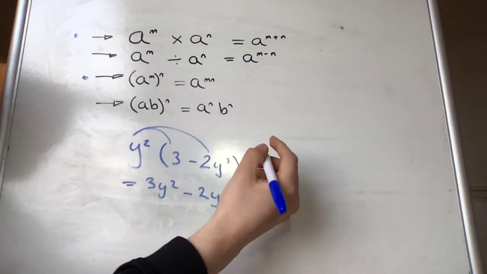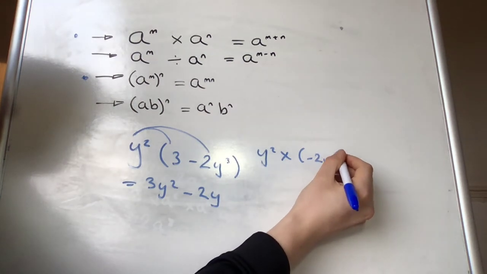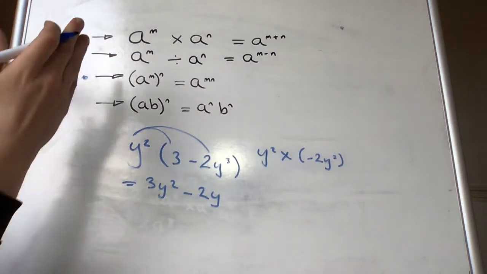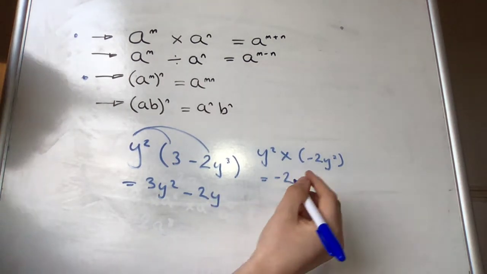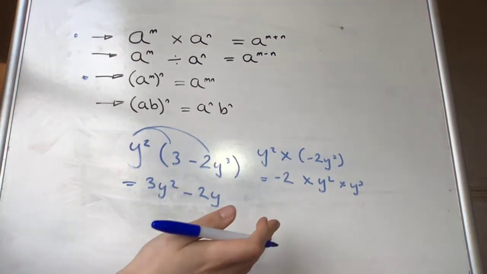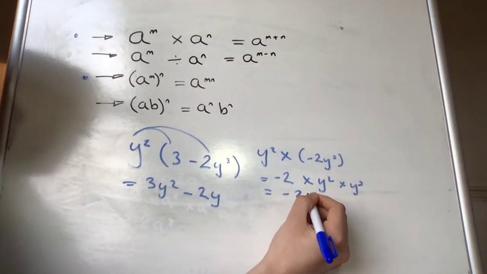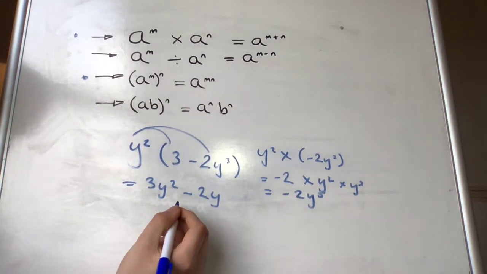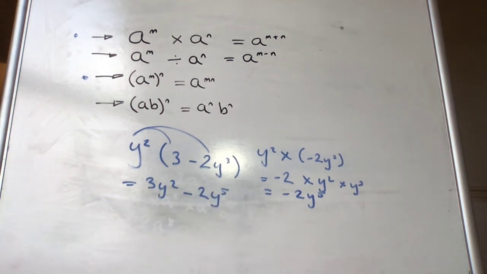But here we've got y squared times minus 2y cubed. We're going to apply the first rule at the top here, which is the multiplication rule. So we want to separate the terms. We've got minus 2 times y squared times y cubed. For y squared times y cubed, you need to add together the indices, 2 plus 3, which is 5. So you're going to get minus 2y to the power of 5. And so here it's 3y squared minus 2y to the power of 5.